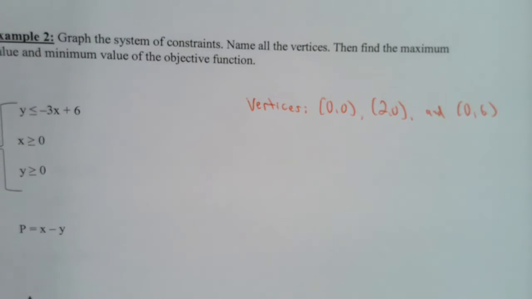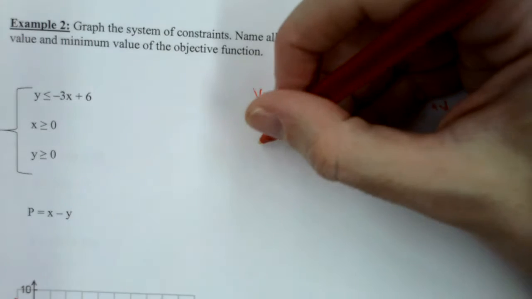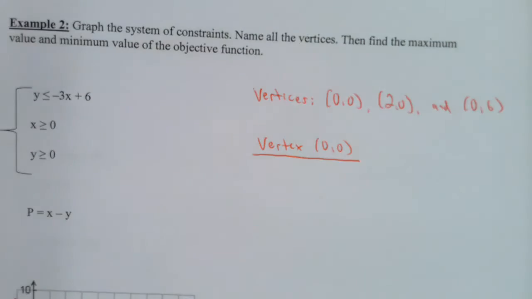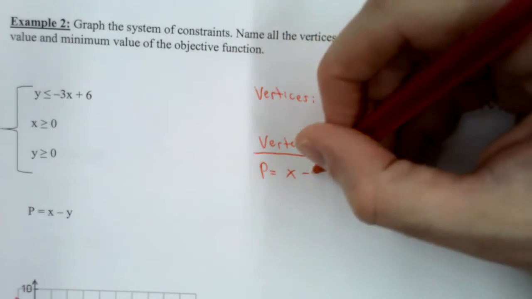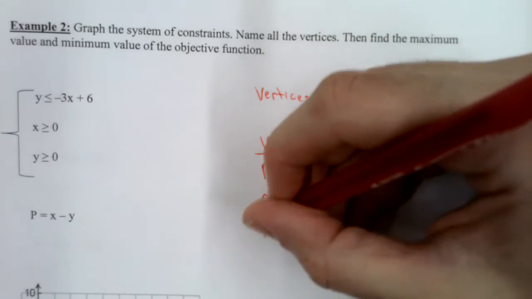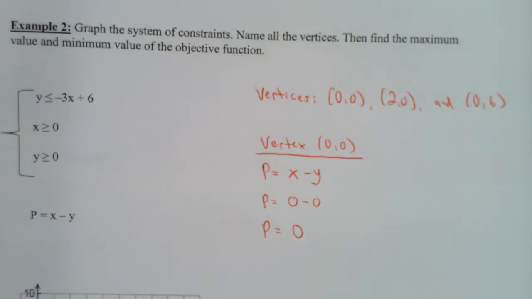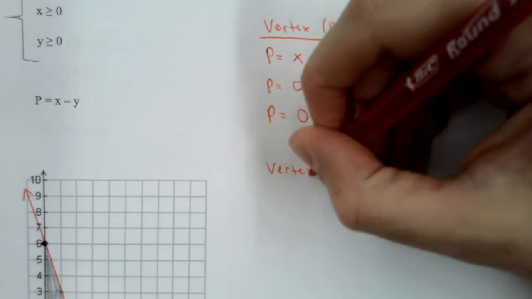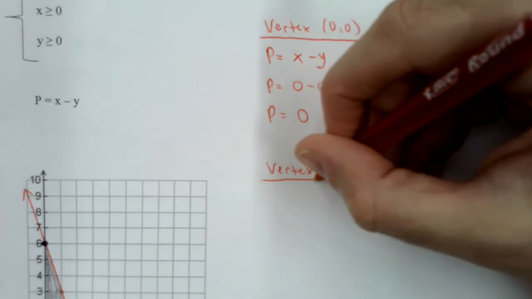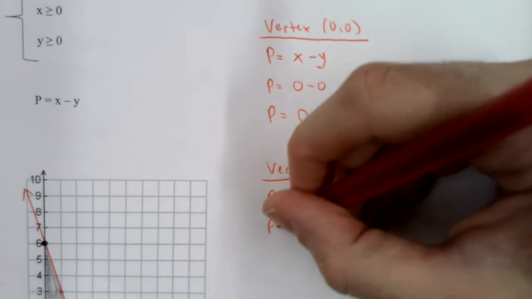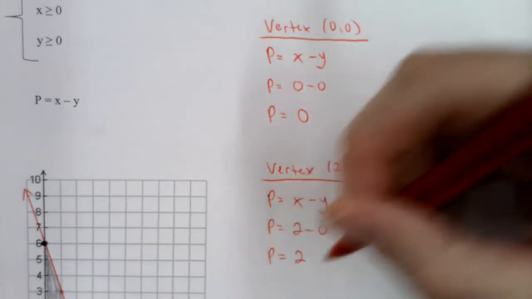Now let's test each vertex in our objective function of p equals x minus y. Let's start with vertex 0, 0. Again, I like to just copy down the objective function under that. P equals x minus y. So p equals 0 minus 0. So p equals 0. Our next vertex is 2, 0. You can do some of this a little faster than I'm doing it. I'm just going slow. The objective function p equals x minus y. So p equals 2 minus 0. So p equals 2.